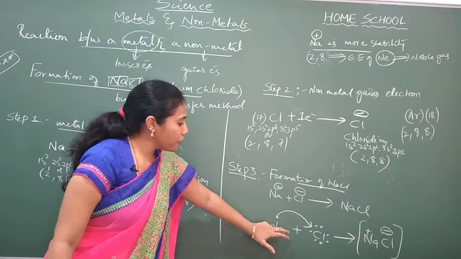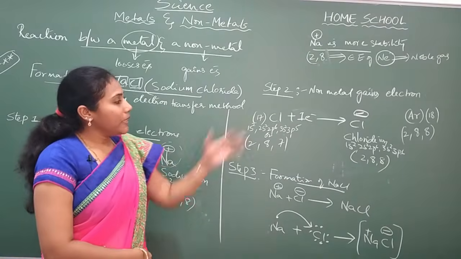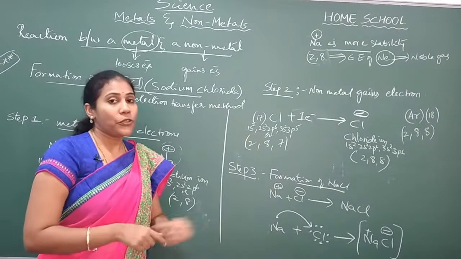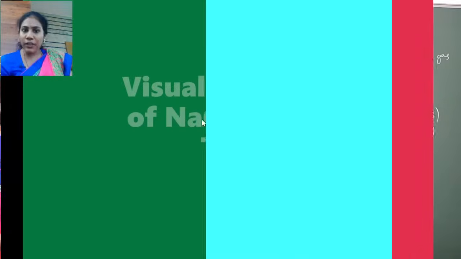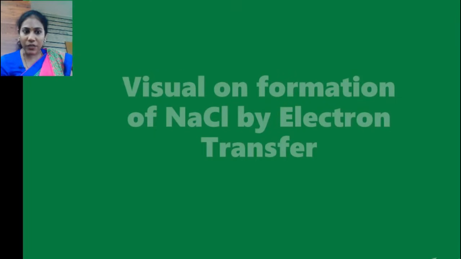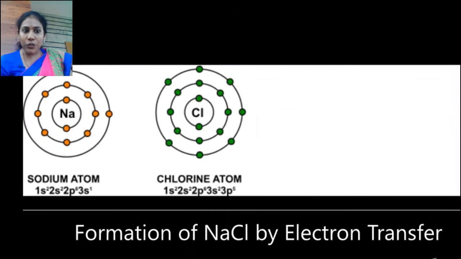Okay, so this way of showing the formation is also very important, and it can be better understood when you see the visual. So in the next slide, we have a visual on the formation of NaCl by electron transfer. Okay, and you will have a sodium atom. This is a sodium atom, guys. See electronic configuration 1s2, 2s2, 2p6 and 3s1, right? See the sodium nucleus, and this is the first shell, this is the second shell, and this is the third shell.